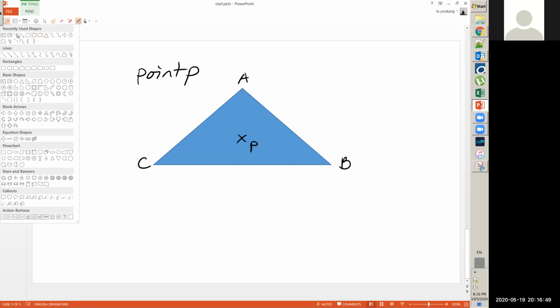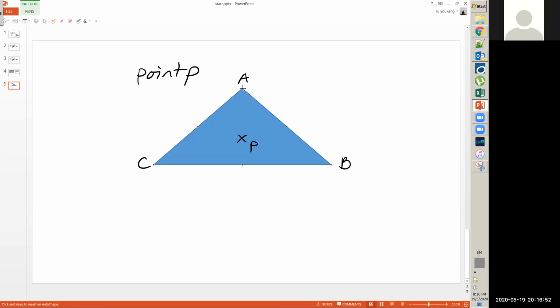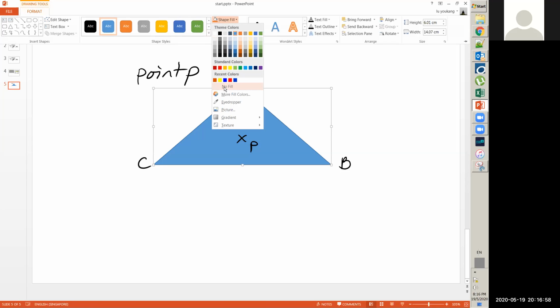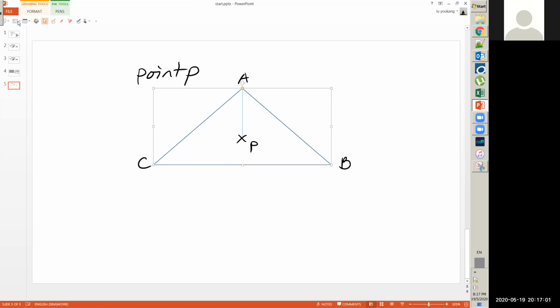What it means is, first you need to understand the meaning. If I draw a line from A to P, and then B to P, and then C to P, all these lines are equal. Yes. So that will be the location of your point P. So how do you find this point P?